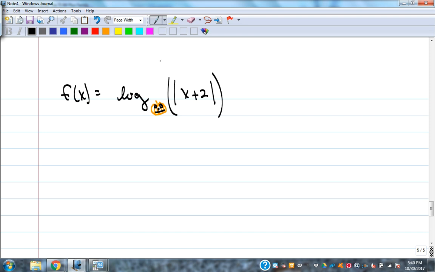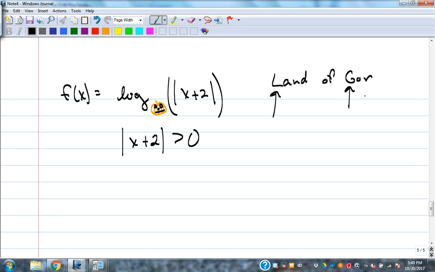All right, so let's set the absolute value of x plus 2 greater than 0. So we have to remember how to solve an absolute value inequality. And the way I've always taught it is land of or. The L is a less than. It's an and problem. G is a greater than. It's an or problem. That's the way I've taught that for years.